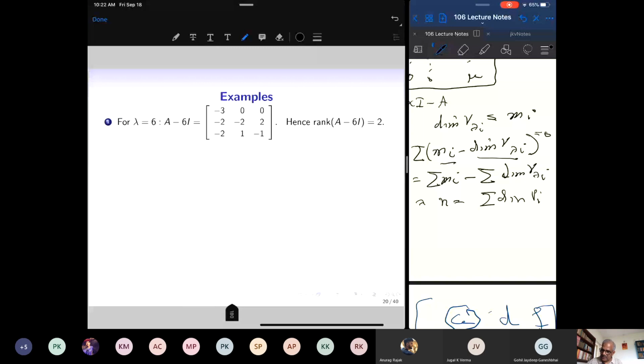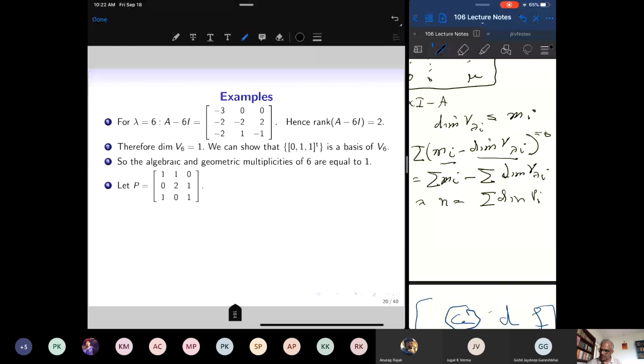Let's look at the other one. Lambda equal to 6. As I said, this is a 1-dimensional eigenspace. The algebraic multiplicity is also 1. And so the rank of A minus 6I, you can check, is 2. The dimension of the eigenspace is 1. And so (0, 1, 1) is an eigenvector, and that's a basis of V6 because V6 is 1-dimensional.